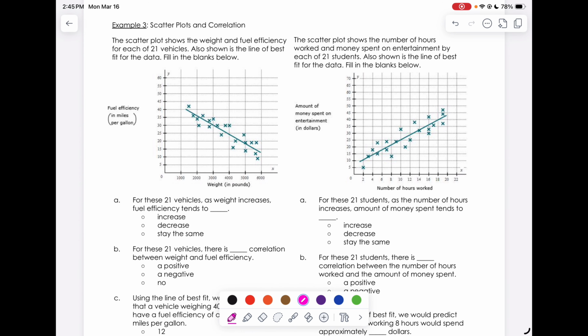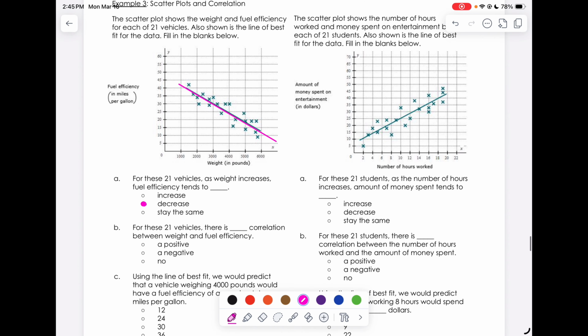Okay. So for these 21 vehicles, as the weight increases, what happens to fuel efficiency? What does it tend to do? Is it increasing or is it decreasing or does it stay the same? Well, that line is going down. So as our weight increases, our fuel efficiency is decreasing. Part B, it says, for these 21 vehicles, there is blank correlation between weight and fuel efficiency. Since that line is going down, it's a negative correlation.